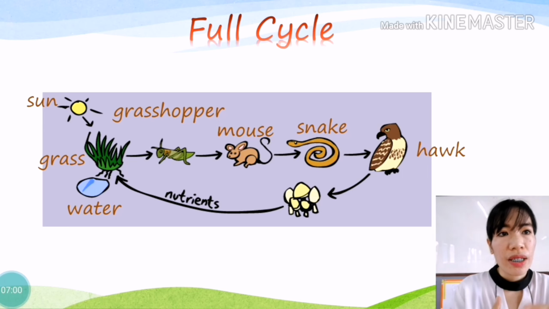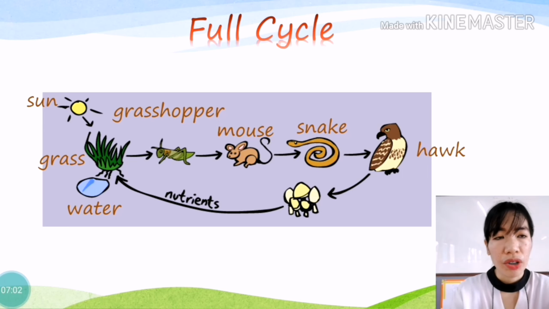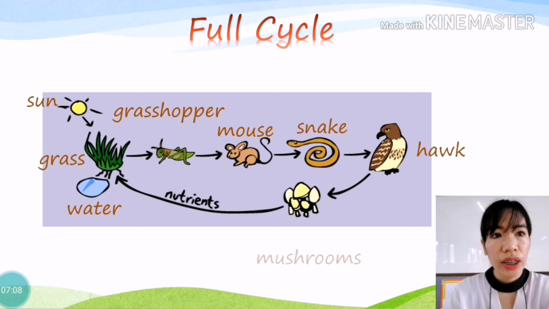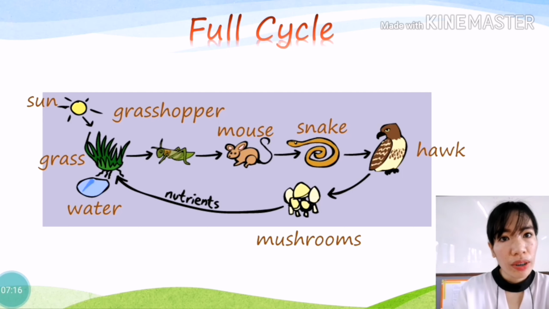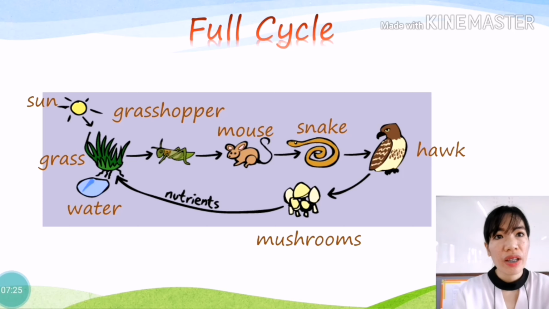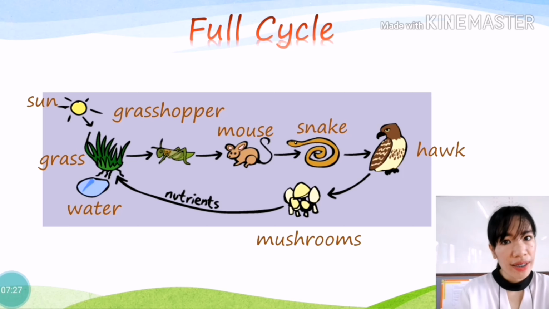After the hawk dies, it will be acted on by decomposers. Now you're going to have the mushrooms. After the mushrooms, the nutrients go to the soil, combined with water, sunlight, and carbon dioxide. Now another plant will grow. So that is the full cycle of the food chain. Did you get it?